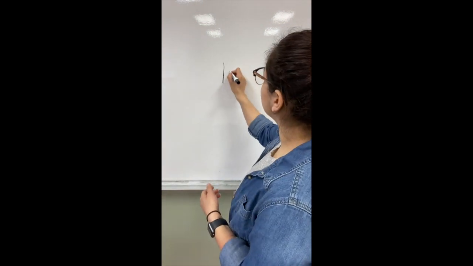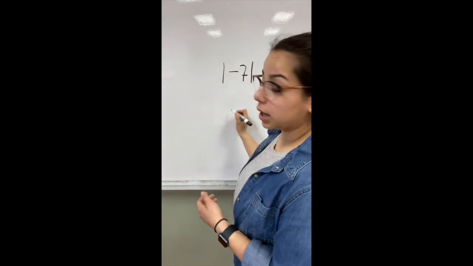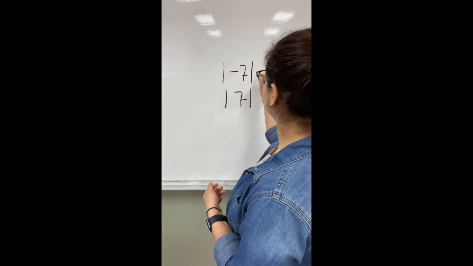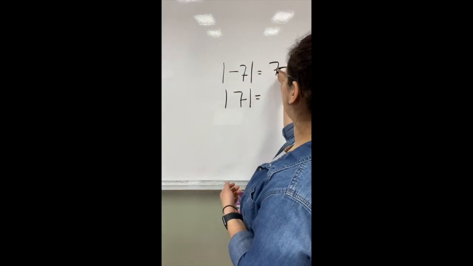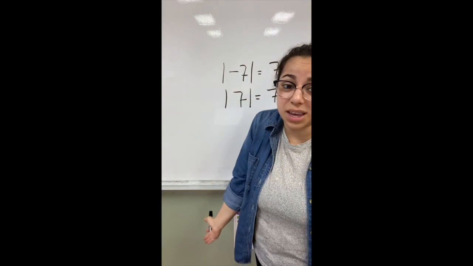If we had negative 7, okay, and if we had 7, it would always just be 7. It's the same answer because it's the same spaces away from 0. Just because one is on one side and the other one is on the other side doesn't mean that the spaces are not the same, okay?